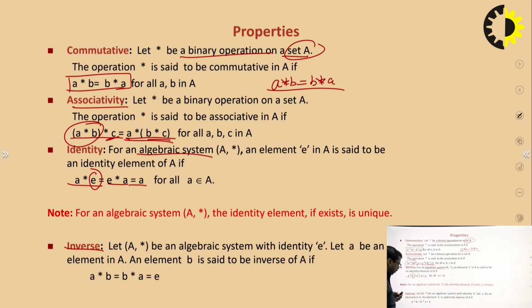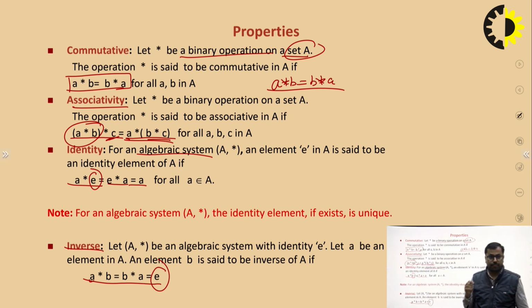In the case of the inverse, A star B equals B star A equals E, where E is the identity element, which is unique for the non-empty set of the algebraic system. Here A is the element and B is the inverse of the element A. In a non-empty set, specifically in the algebraic structure, each element contains an inverse value that is unique for that element.